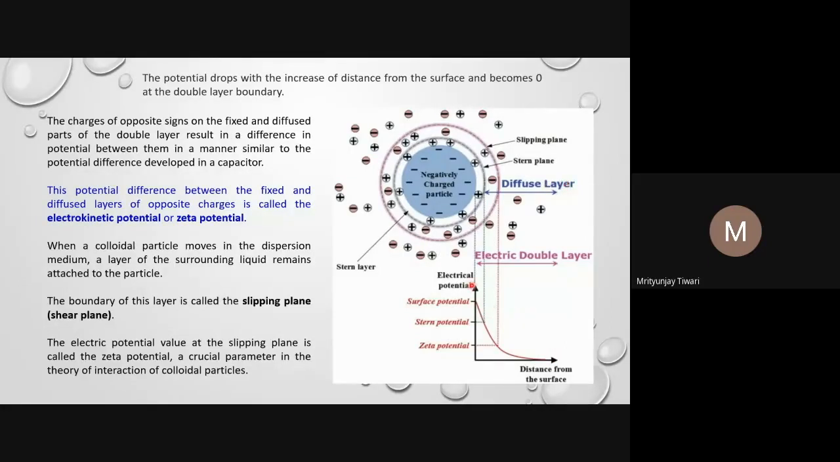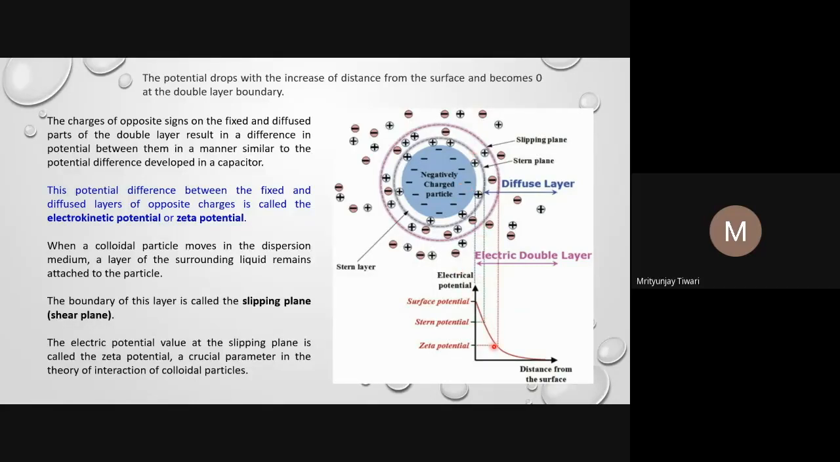You can see here, at the external layer, there is also some negative potential. It means the negative charge on this particle is in excess of the charge that is there in the external layer. And so there is still a certain negative potential in this case.